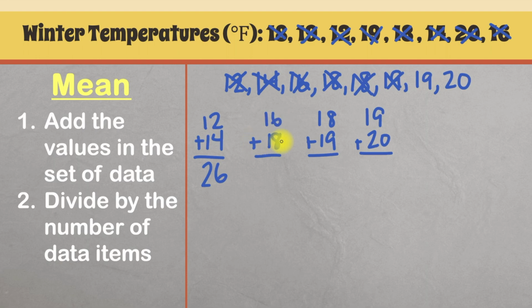Now we've got 16 plus 18. 8 plus 6 is 14. So I'll put a 4 here, and then carry the 1. 1 plus 1 is 2, plus another 1 is 3. That's 34.